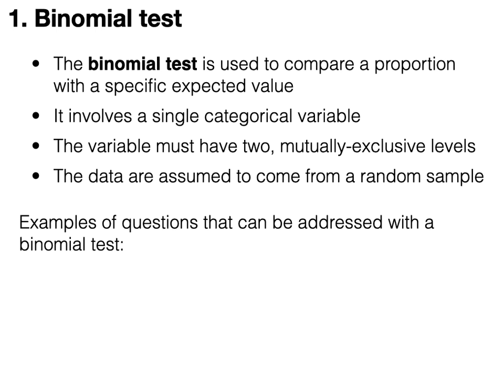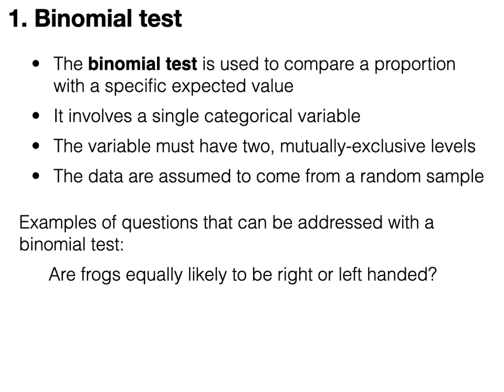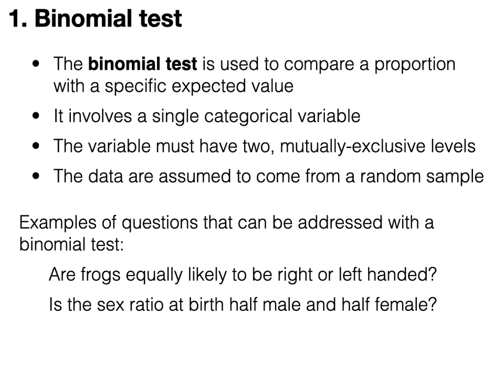So examples of questions that can be addressed with a binomial test, well, we saw a bunch of them in the previous lecture when we were looking at sex ratios at birth, for example. But here are some other ones that I just made up. So you might be interested in whether frogs are equally likely to be right or left-handed. So you've got this one variable, handedness of these frogs, and you might run a binomial test to see whether the proportion right-handed differs from 50%. Another example might be asking whether the sex ratio at birth is half male and half female, or whether it differs from that 50-50 ratio.